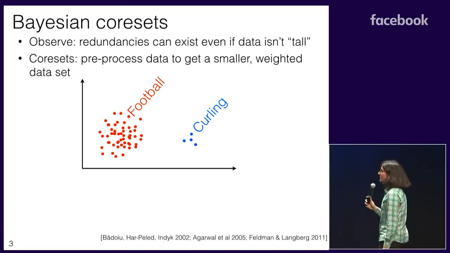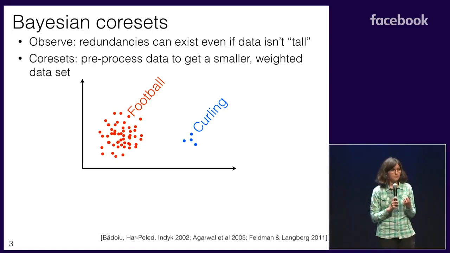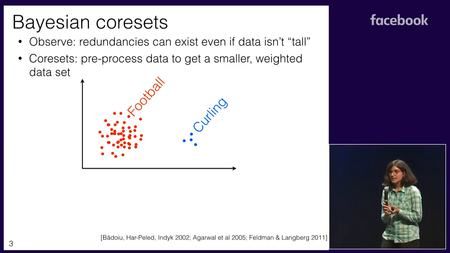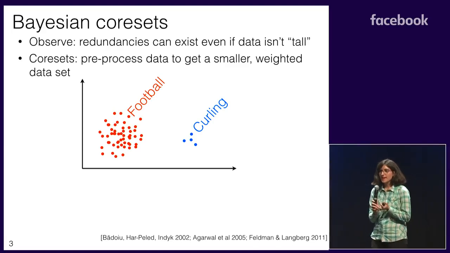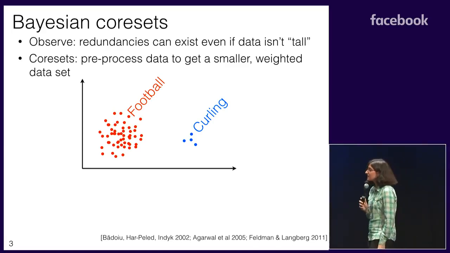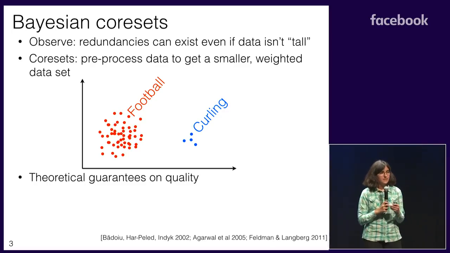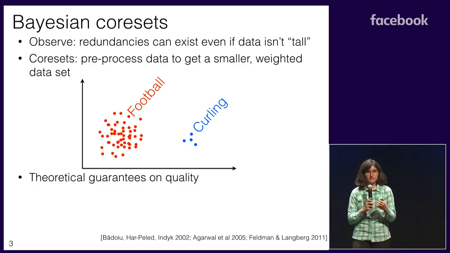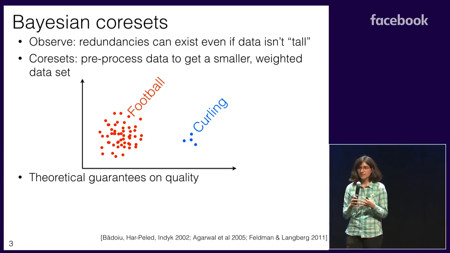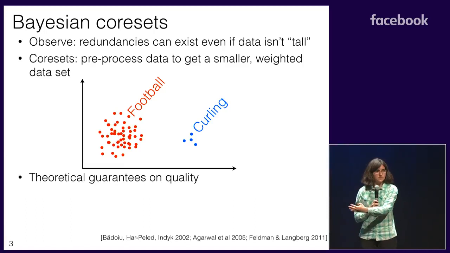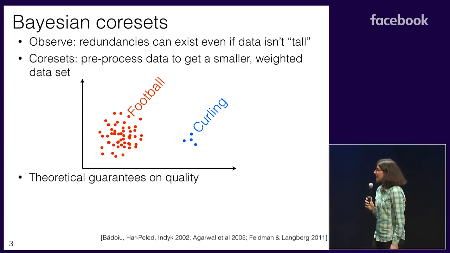This idea of a core set, getting at the core of the data set, pre-processing your data to get a smaller weighted data set, is not a new idea. It's an idea that came from the computational geometry and theoretical computer science community and has been around for a while. What's awesome about the work in that community is that they're able to get theoretical guarantees on quality: if they run their algorithms on this smaller weighted data set, they can get close to if they'd run on the full data set. And that's our whole goal here.